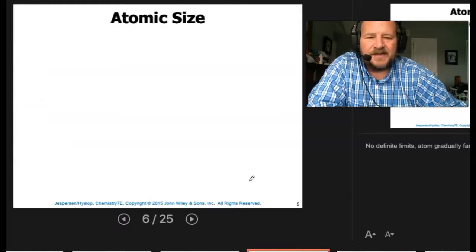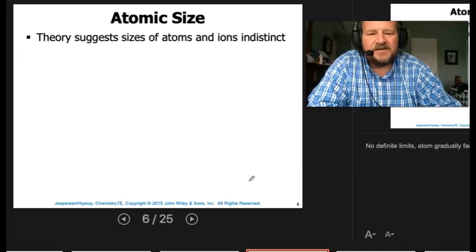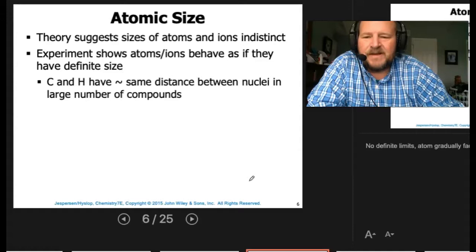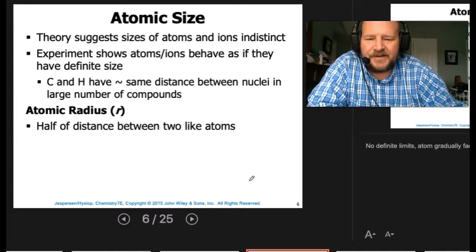Now, atomic size. The theory suggests sizes of the atoms and ions are indistinct. Experiments show that atoms and ions behave as if they have a definite size. Okay? So carbon and hydrogen have approximately the same distance between nuclei in large numbers of compounds. Now what we're going to be looking at is atomic radius.